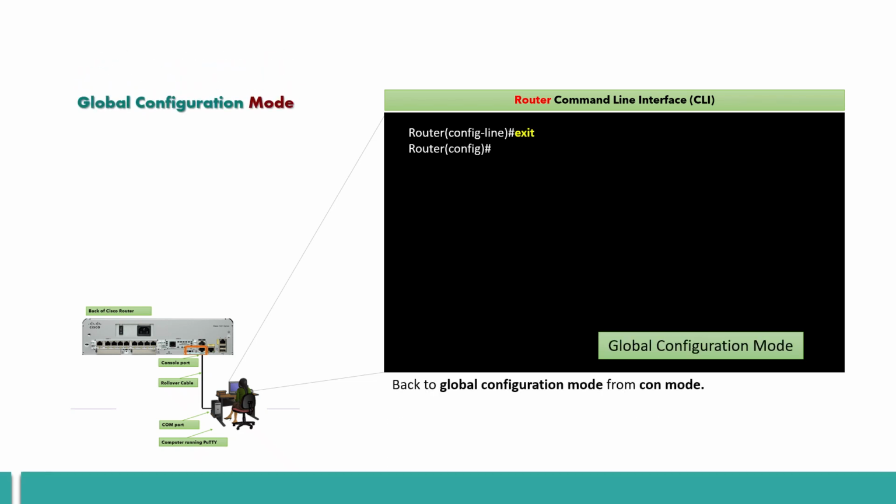To go back from CON mode to the global configuration mode of the router, type exit, press enter.